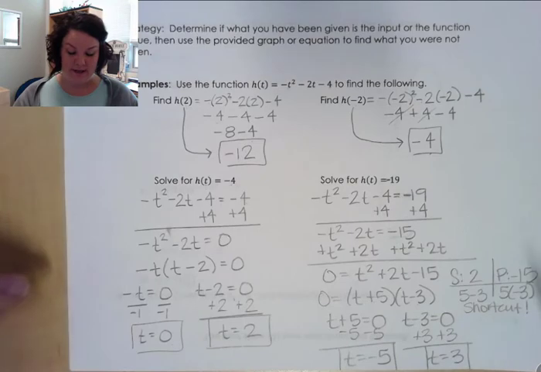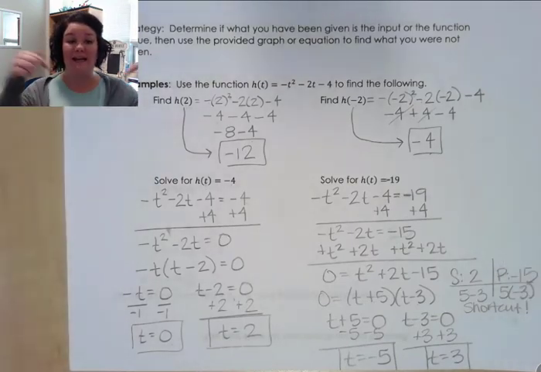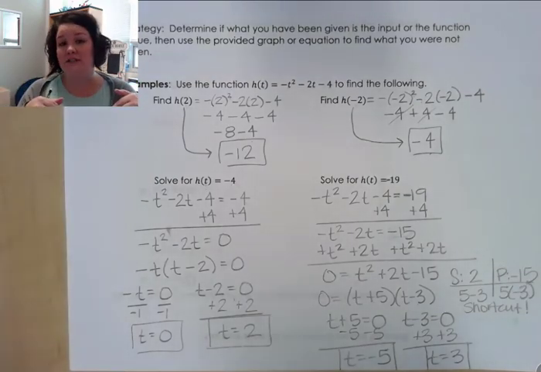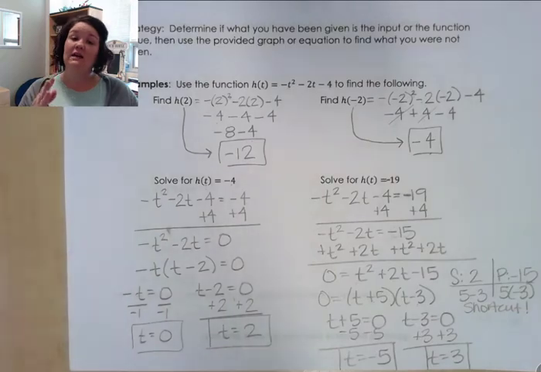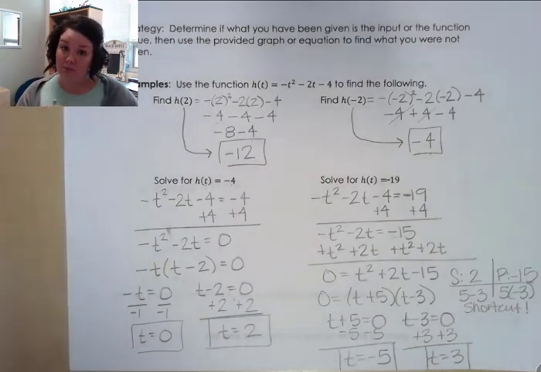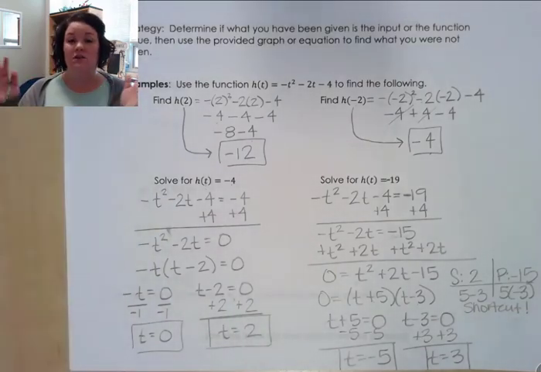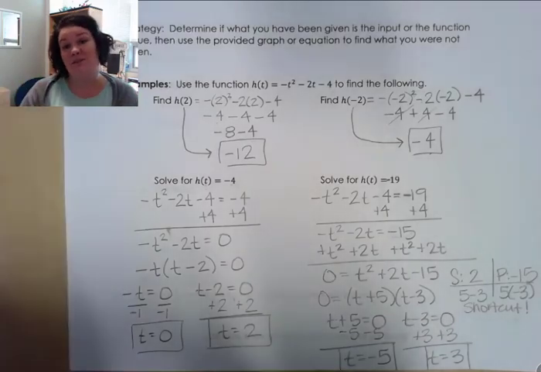So strategy here is determine whether or not you're plugging in a value or whether you're setting your equation equal to a value. Okay? If you're plugging it in, you just plug in and simplify. If you're setting it equal to it, chances are you're going to have to move that number over so that you can combine your terms and be able to factor.